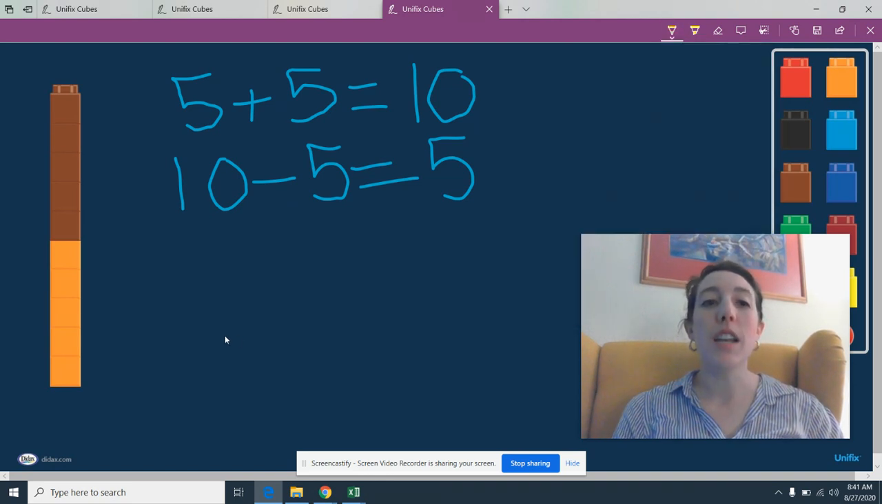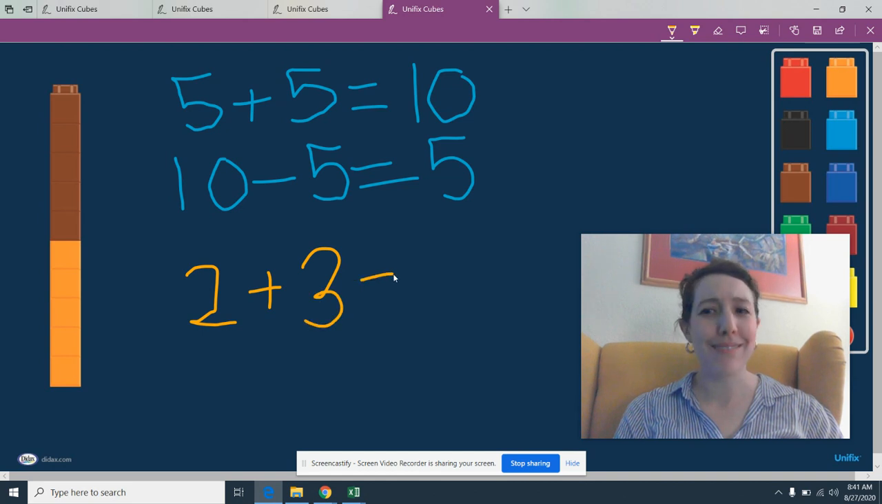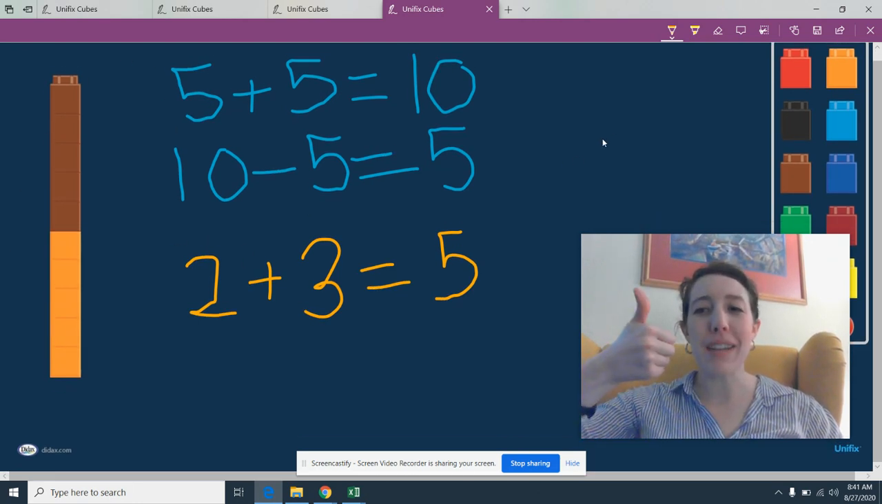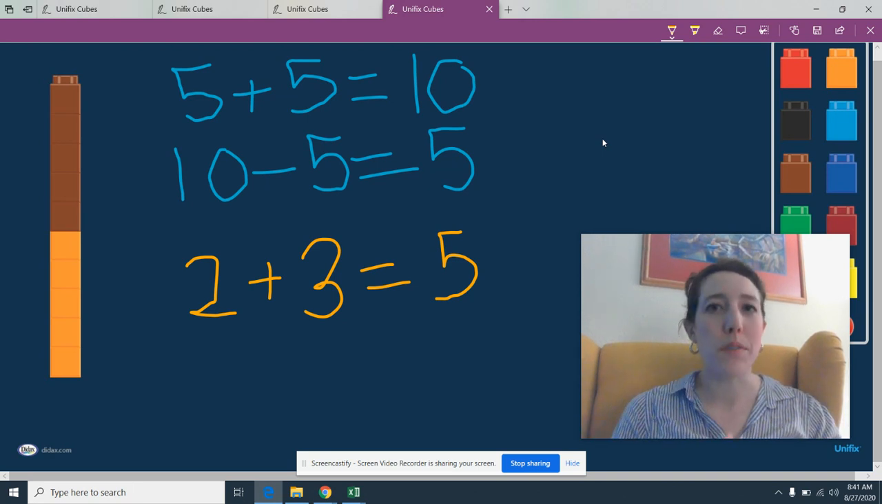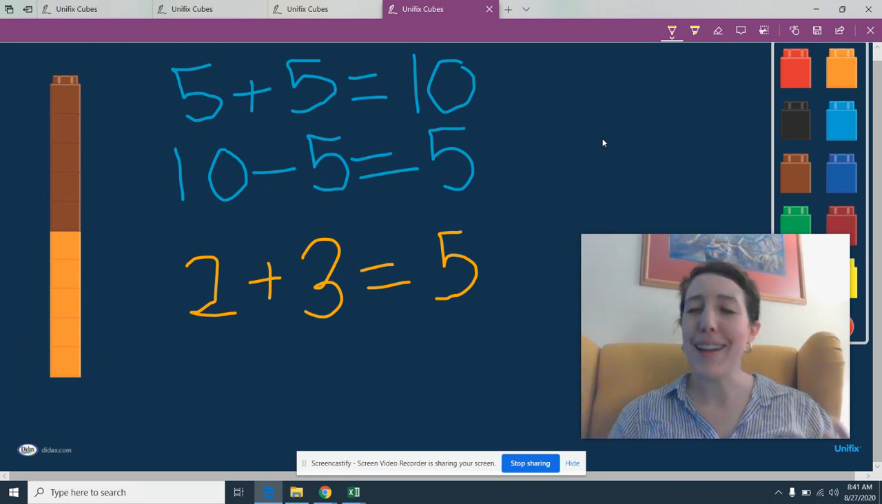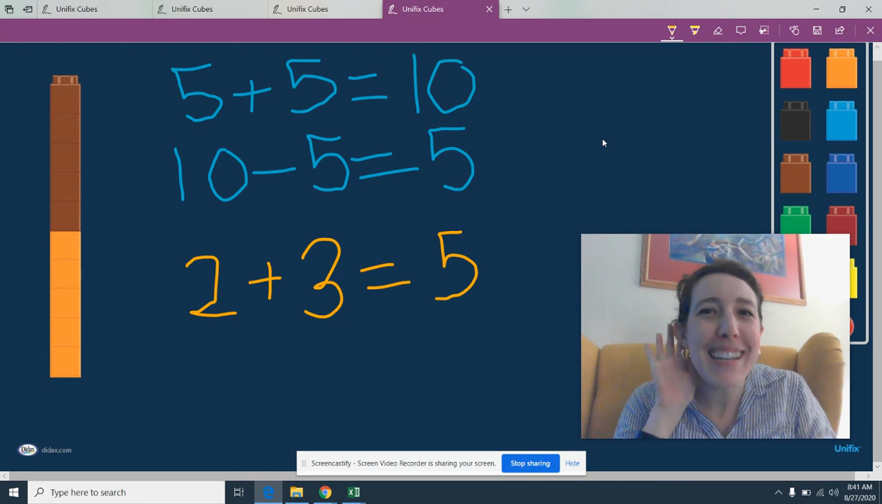And I want to know, could I look at this and say that 2 plus 3 equals 5? Think in your think tank. Does 2 plus 3 equals 5 match our Unifix cube over here? You can show me a thumbs up yes if you think it does, or a thumbs down no if you think it doesn't. Can you explain to me in a whisper voice, does 2 plus 3 equals 5 match this? Why or why not? Whisper it to me. I'm listening.